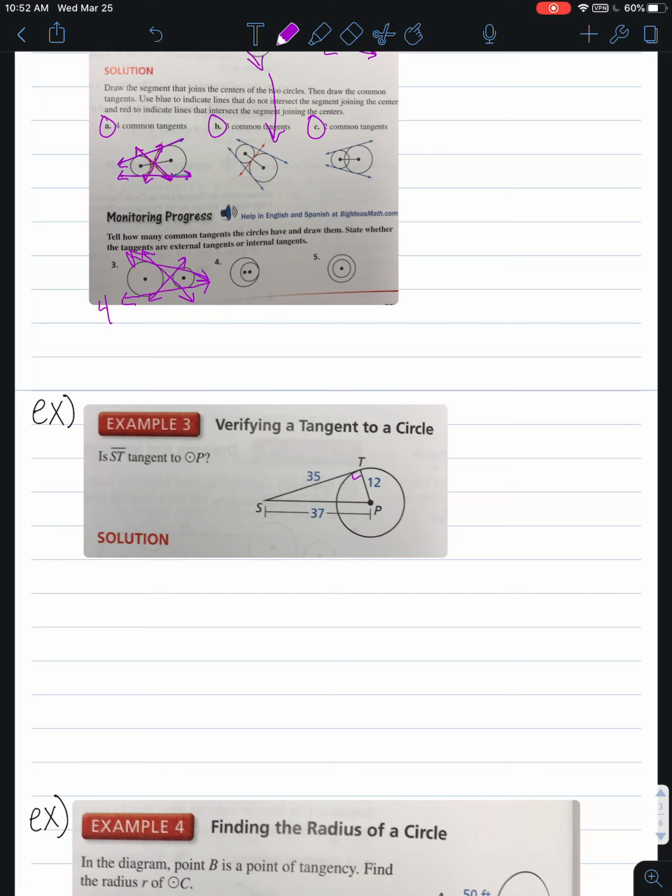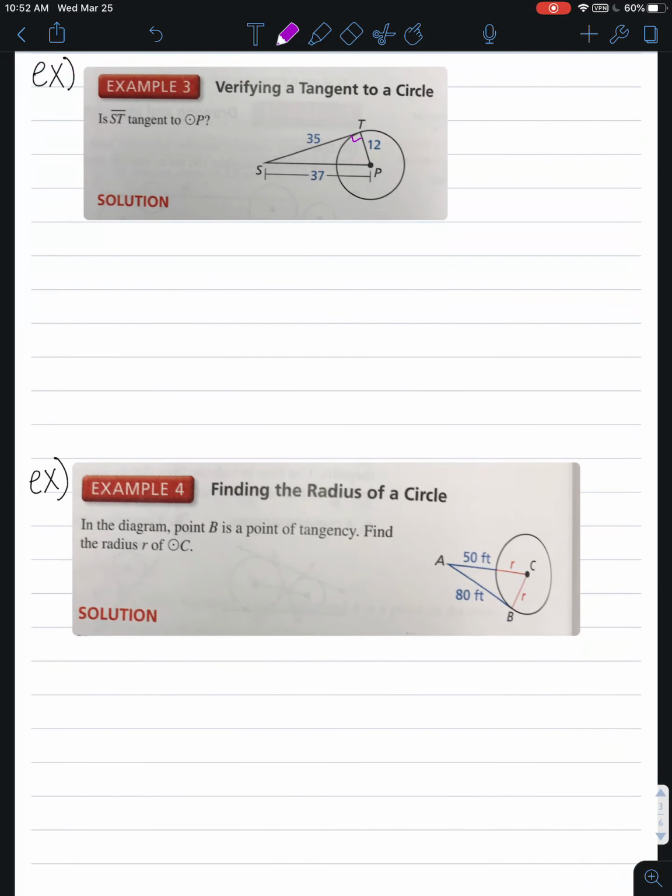Okay, and then on number 4, because they are intersecting at one point right here, along that point we could create 1 tangent line. And that line is going to be an external tangent line. So it's going to be 1, and that 1 is going to be external. All right, then on number 5, because these are concentric circles, which again means that they're sharing the same center, there's going to be no way to draw a tangent line, either external or internal. So this one is actually going to be 0.